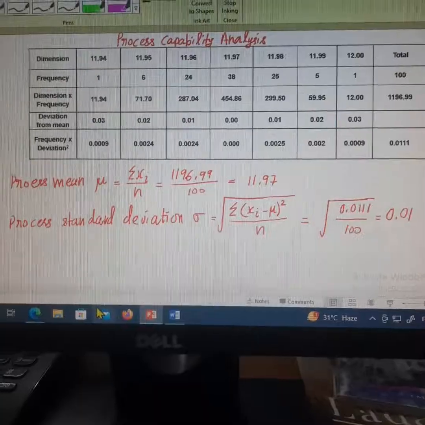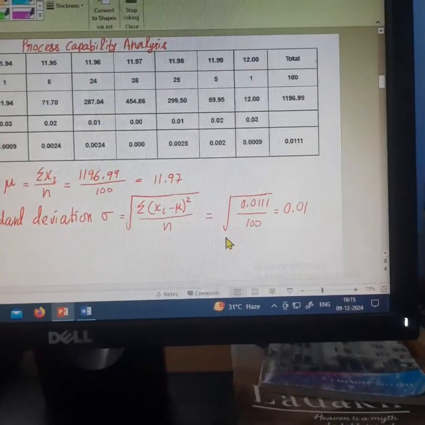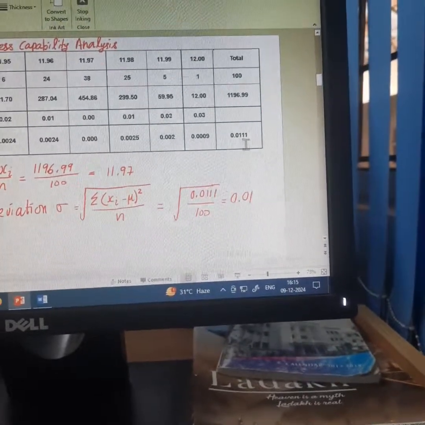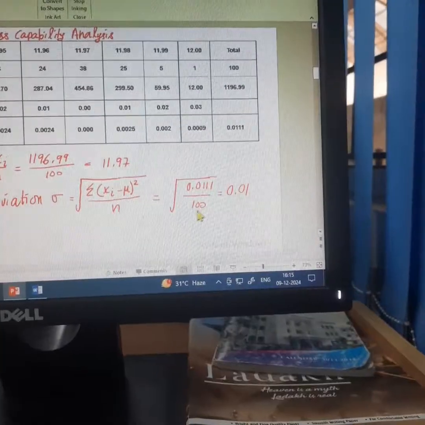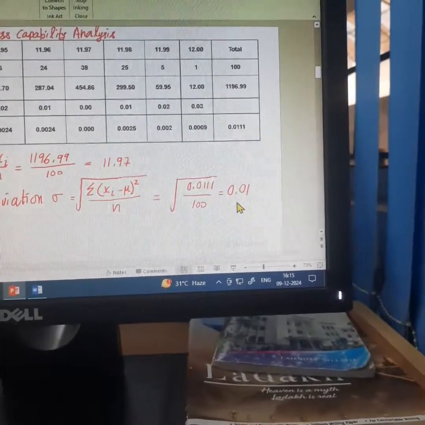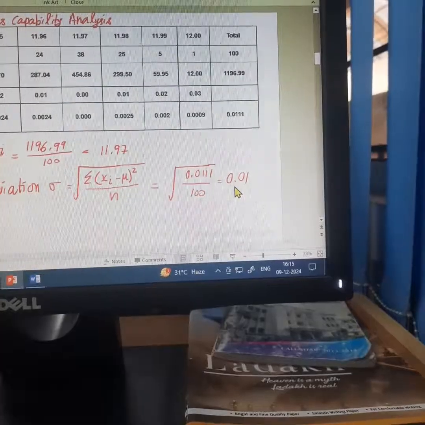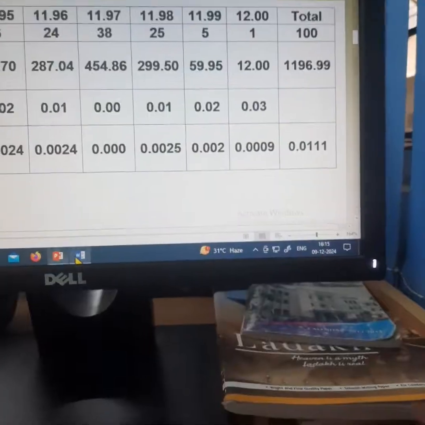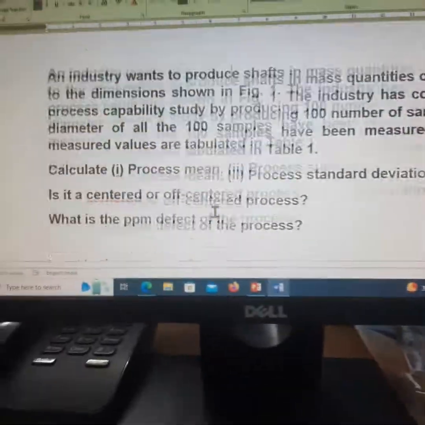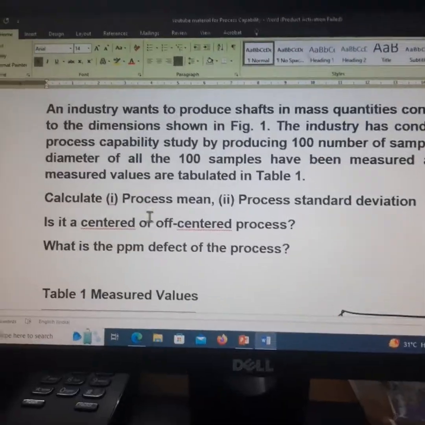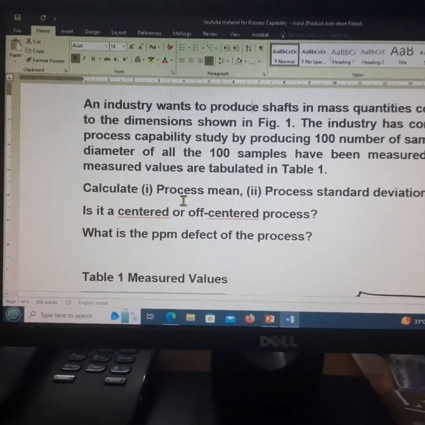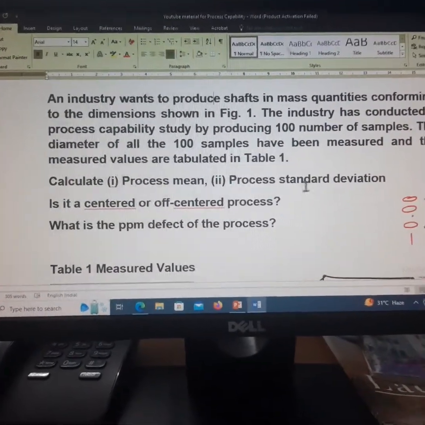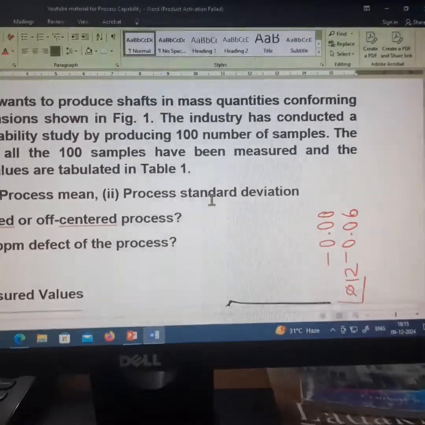The process standard deviation is found by taking the square root of that last column value 0.0111 divided by the number of samples, 100. You get the standard deviation of the 100 samples as 0.01. So we have got the answer for the first question. The process mean for the 100 samples is 11.97, and the process standard deviation is 0.01.